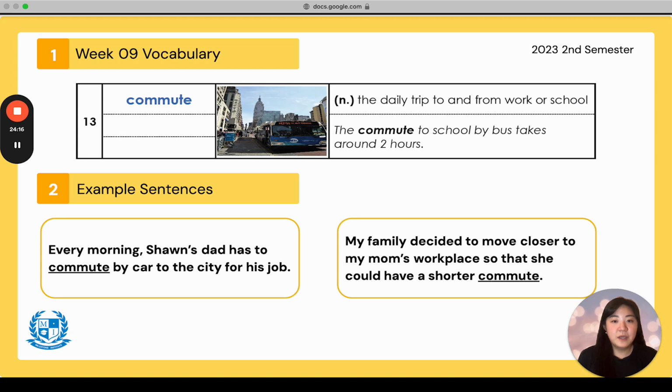Number 2: My family decided to move closer to my mom's workplace so that she could have a shorter commute. So maybe they lived really far away, but then they moved closer to her work so that she can go back and forth. Her commute will be shorter. Everyone say commute.